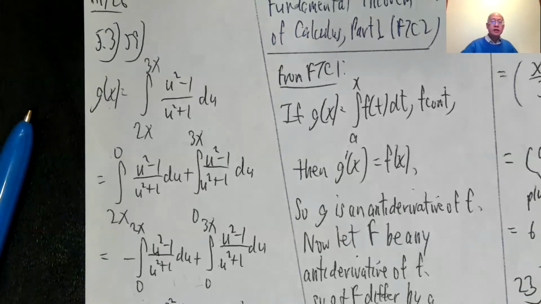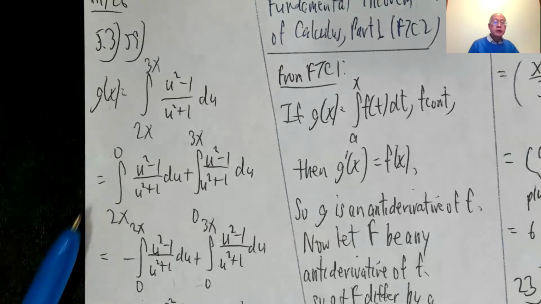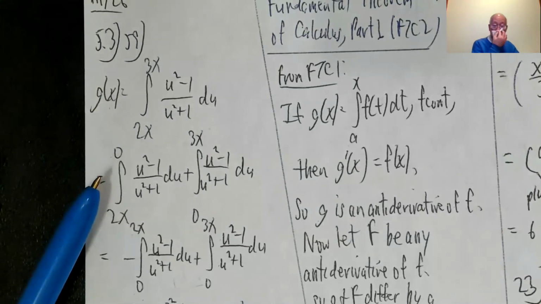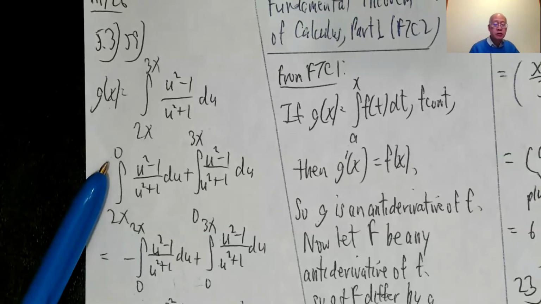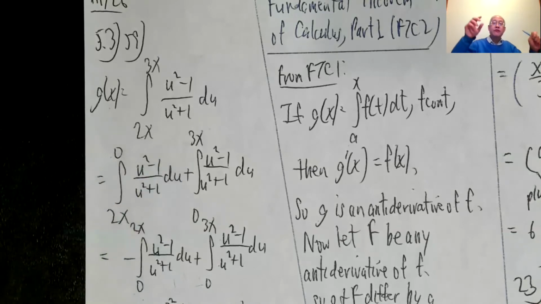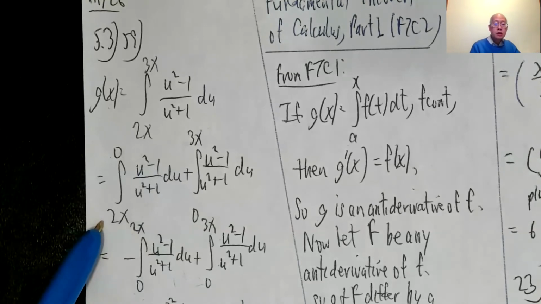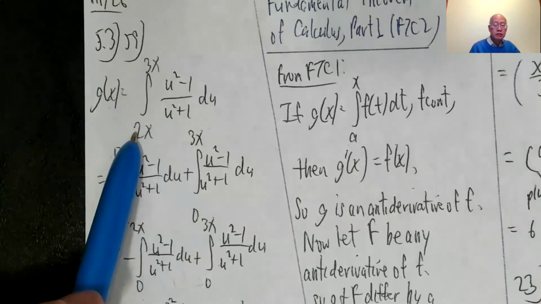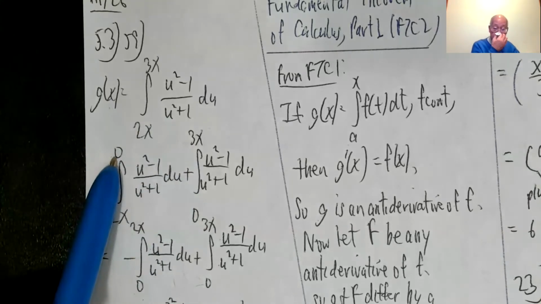So the way to do this is to break this up as the integral from 2x to, you can put any constant you want. Might as well just use 0. So integral from 2x to 0 plus the integral from 0 to 3x. That was our rule that we had before, where the integral from a to b plus the integral from b to c is equal to the integral from a to c. So 2x to 0, 0 to 3x gives me the integral from 2x to 3x. So I introduced a constant 0.